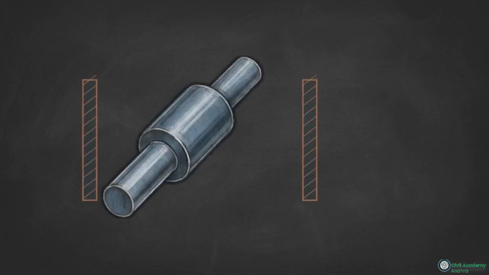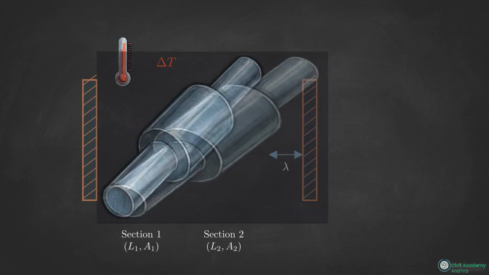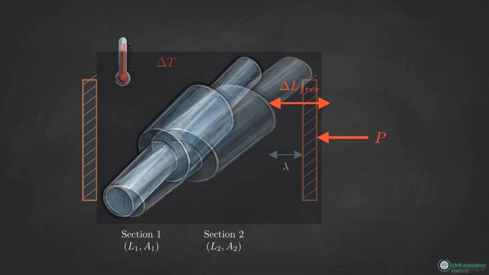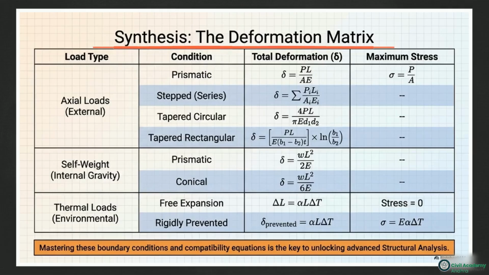Imagine a stepped bar with varying cross-sections, trapped between two walls with a small yielding gap, experiencing a temperature spike. First, calculate unrestricted thermal free expansion. Then, subtract the gap and use the superposition formula to find the internal compressive force squashing the bar back. This is the synthesis deformation matrix, compiling formulas for axial loads, self-weight, and thermal loads across different conditions.